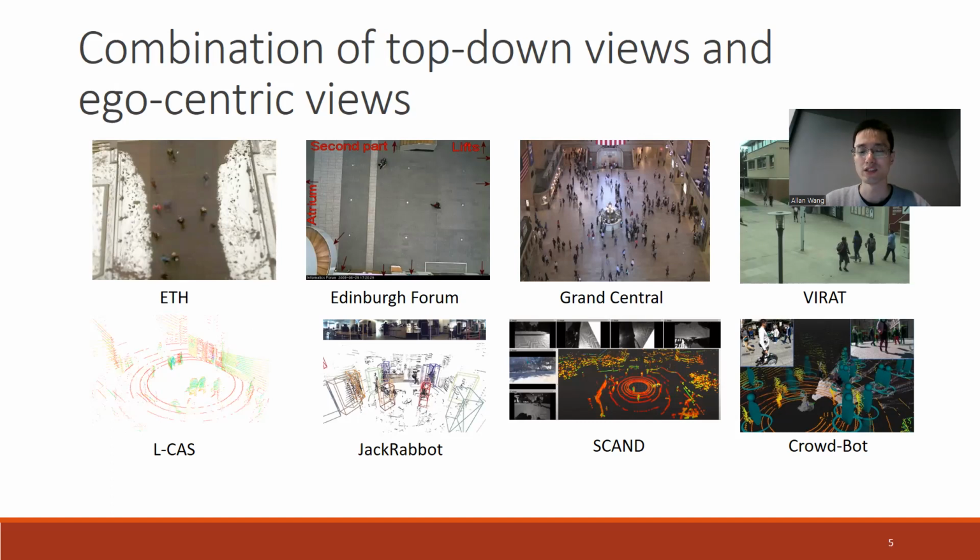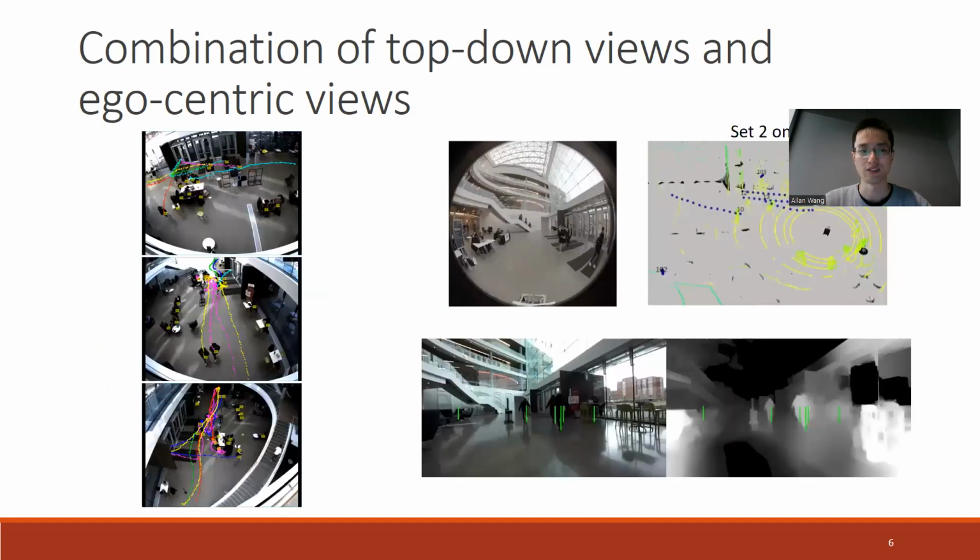However, in robot navigation, the robot often only relies on its egocentric onboard sensors. So it's also important for the dataset to have these sensors. In our dataset, we annotate the data from the top-down views as shown on the left, while also projecting the annotations onto the robot's egocentric perspective as shown on the right.